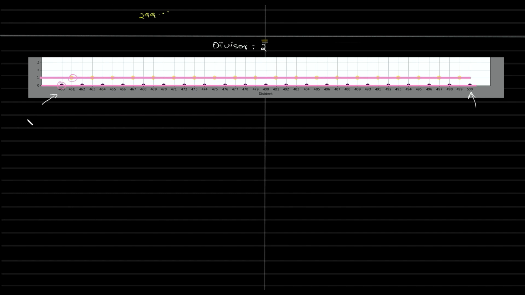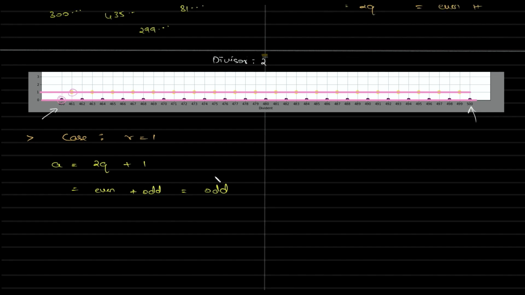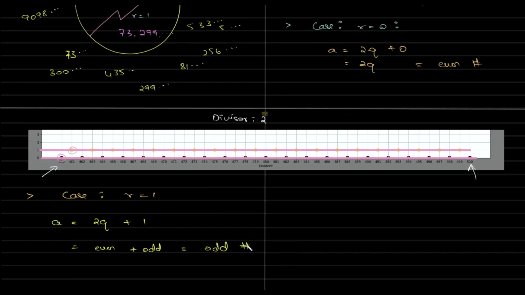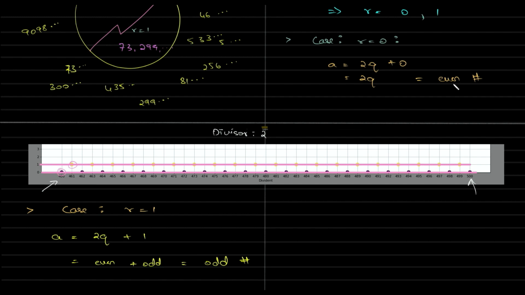Don't think too much. Now the case when the remainder is 1. What happens to the equation? The equation will be a is equal to 2 into q plus 1. So we know that this is an even number, plus 1, which is an odd number, will give me an odd number. Right? So basically we ended up with two scenarios, and one of the scenarios represents even numbers and the other scenario represents all odd numbers, and a represents all the possible numbers, remember.